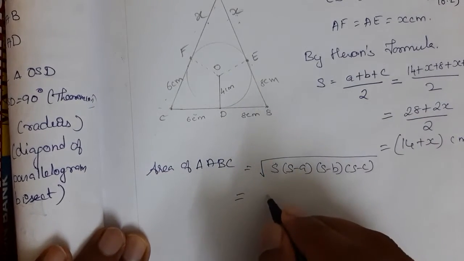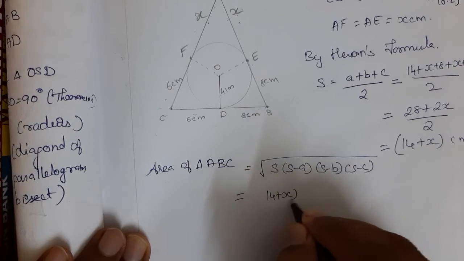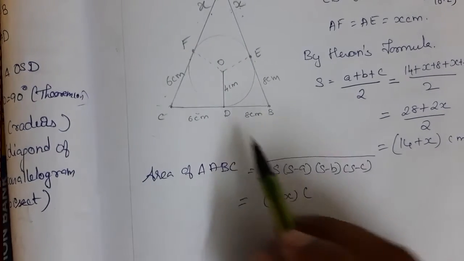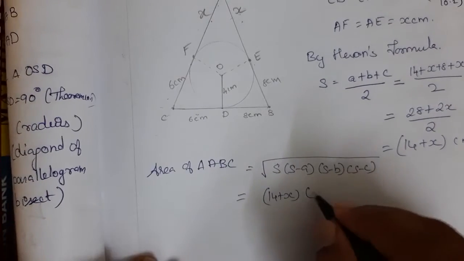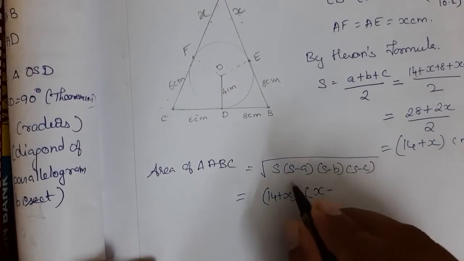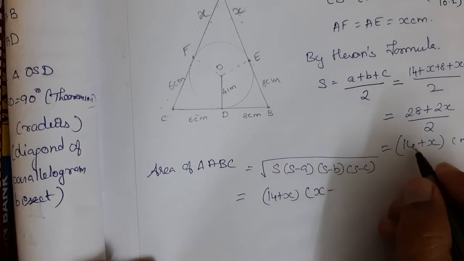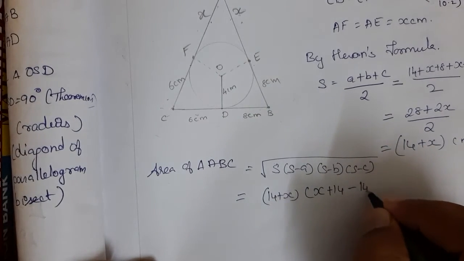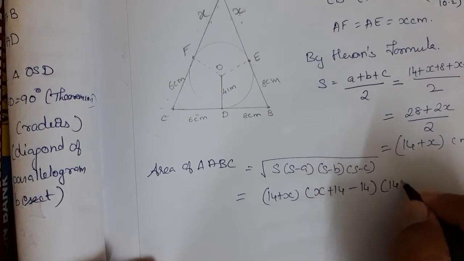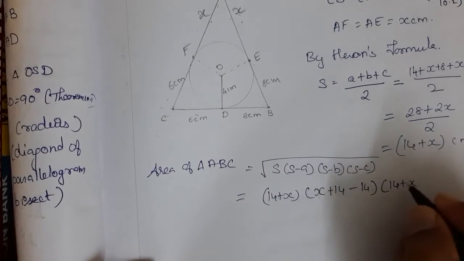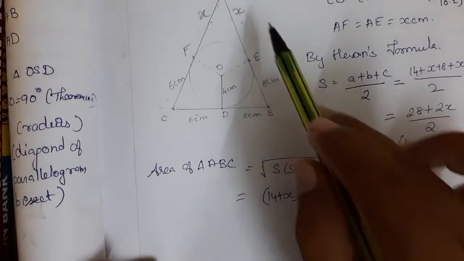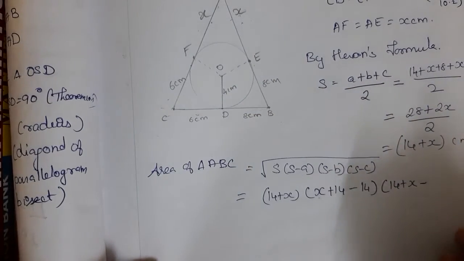s is 14 plus x, into s minus a. Let me consider a as this 14. So for x plus 14 minus this 14, s minus a is x. Just here I have rewritten it, don't be confused. And s minus b, with b as x plus 8, that means 14 plus x minus x minus 8.